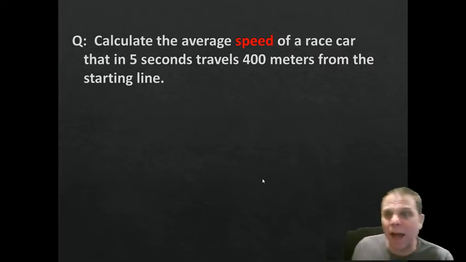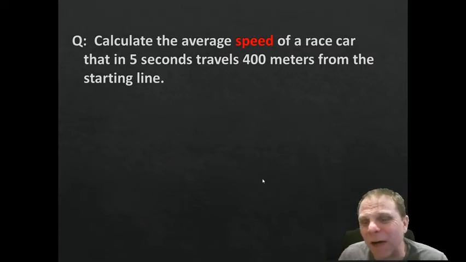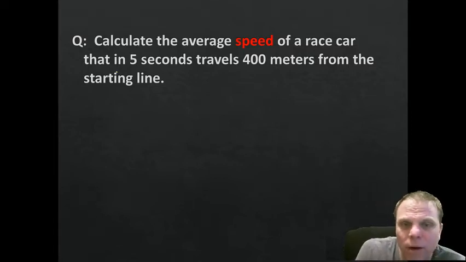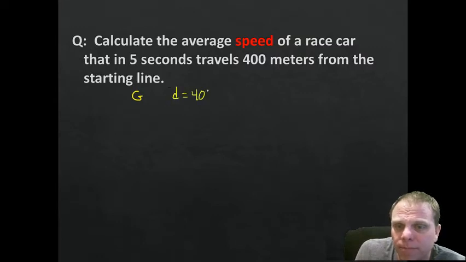All right. So calculate the average speed of a race car that in 5 seconds travels 400 meters from the starting line. Now, remember that we want to show GEMS, right? So we've got to show our work here. Remember, given, right? That's the G. And so let's talk about what we've been given. We have a distance of 400 meters. We have a time of 5 seconds.